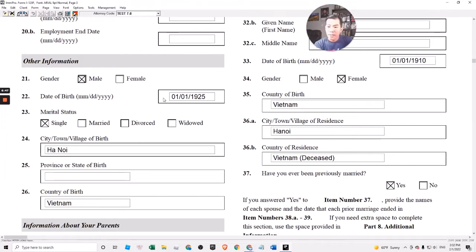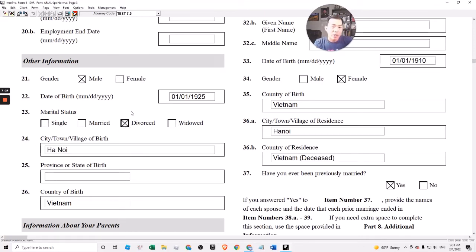Your date of birth, I put here January 1st, 1925. I'm not living that long, but I just put this number right there. And of course, I am either a single man, or a divorced man, or a widower. I cannot be married. You remember, we are petitioning for a fiancé. We are going to marry that person, so we cannot be in a legal marriage with anyone. So if you check this box, you waste your money. It's going to be rejected.